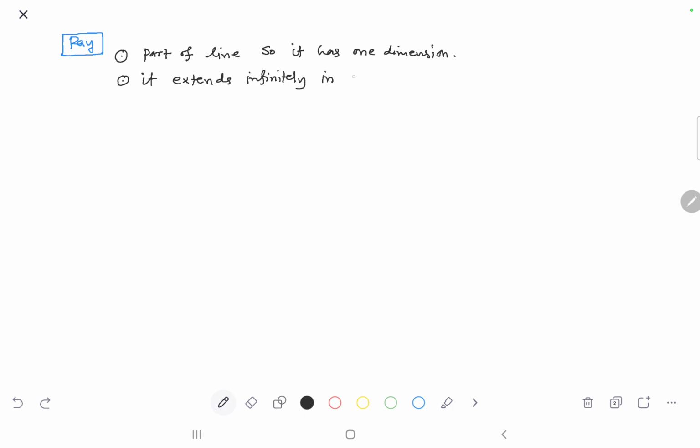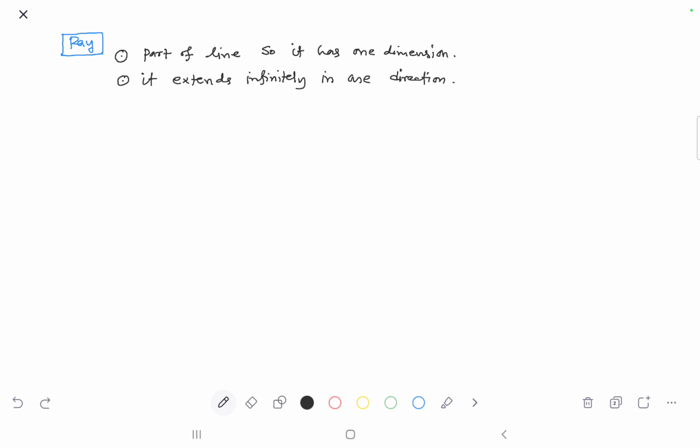Okay. So a ray is basically one dimension, but you can extend it in only one direction. Firstly, it is part of a line, so it has one dimension, and it extends infinitely in one direction. So here the important thing is direction: which direction you are extending.